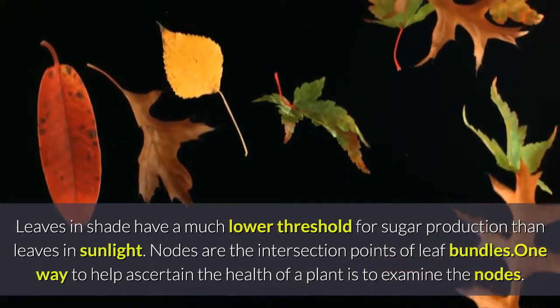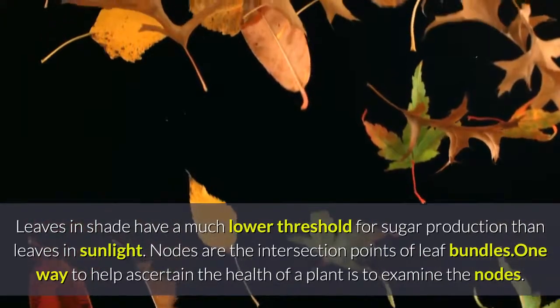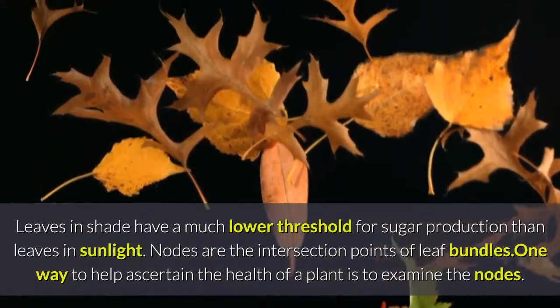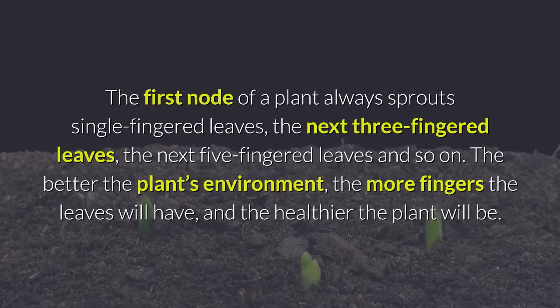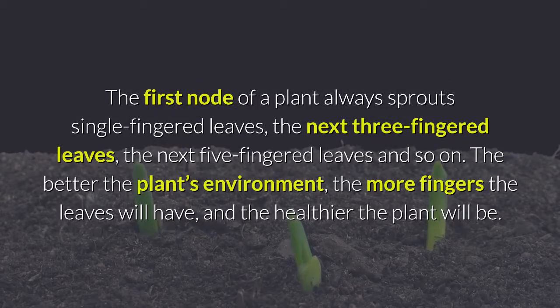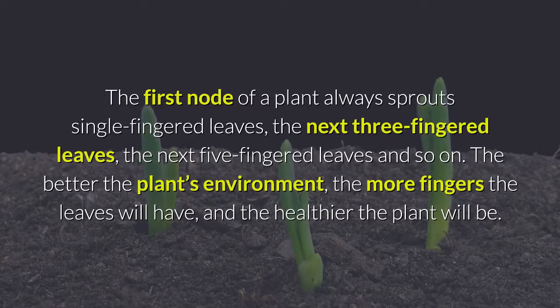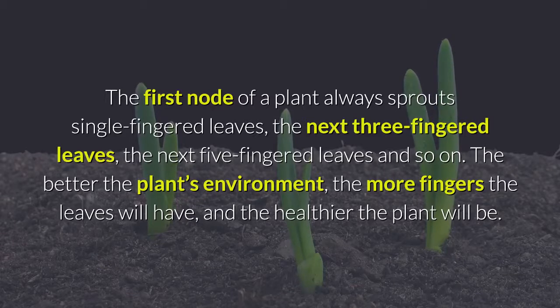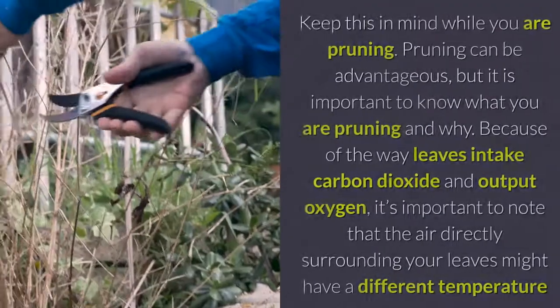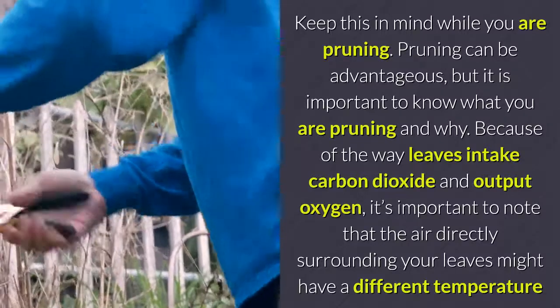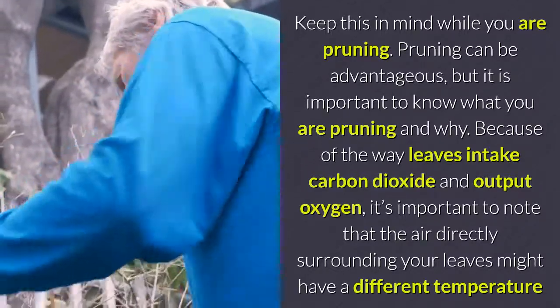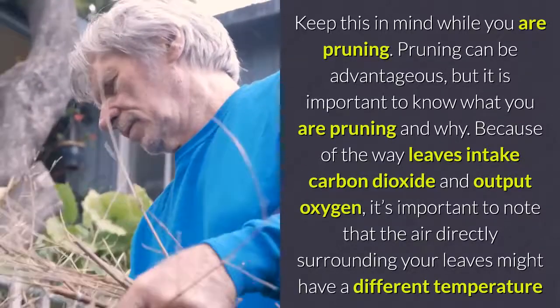Nodes are the intersection points of leaf bundles. One way to help ascertain the health of a plant is to examine the nodes. The first node of a plant always sprouts single-fingered leaves, the next 3-fingered leaves, the next 5-fingered leaves and so on. The better the plant's environment, the more fingers the leaves will have, and the healthier the plant will be. Keep this in mind while you are pruning. Pruning can be advantageous, but it is important to know what you are pruning and why.